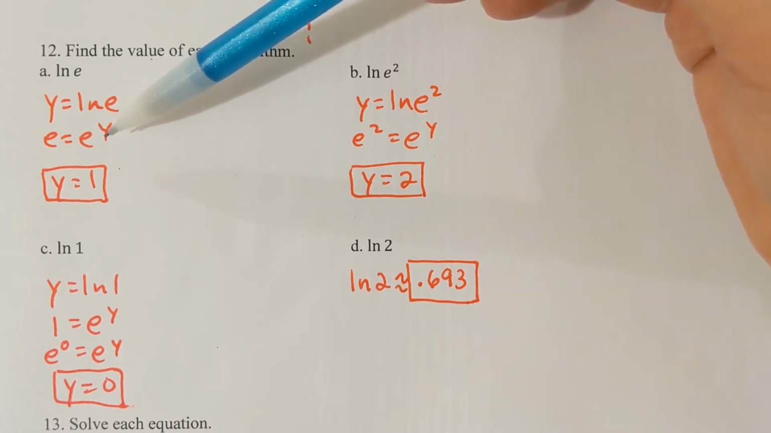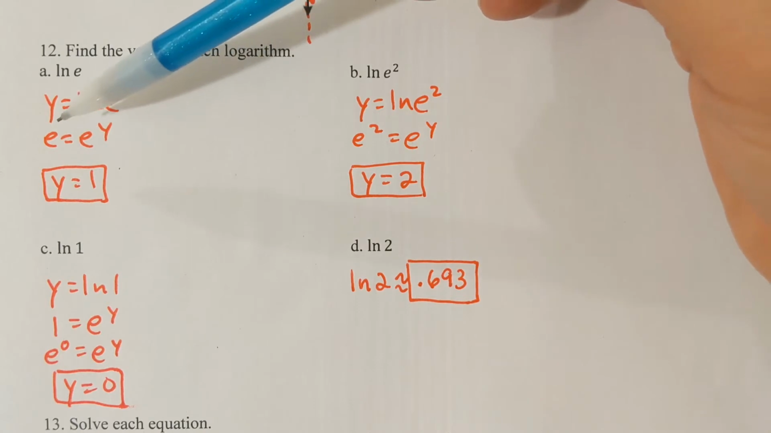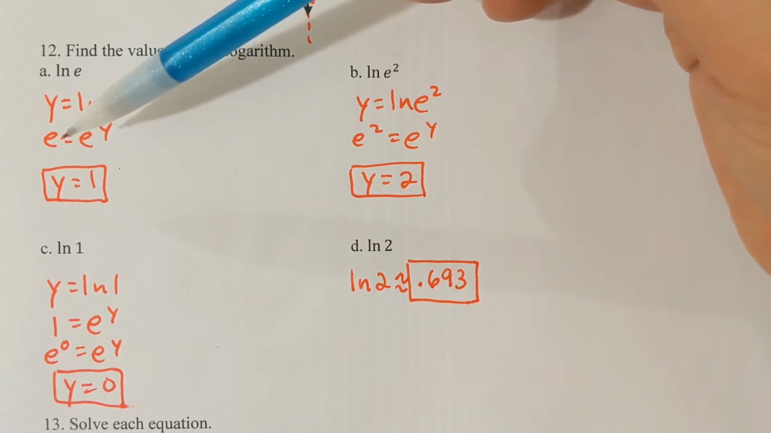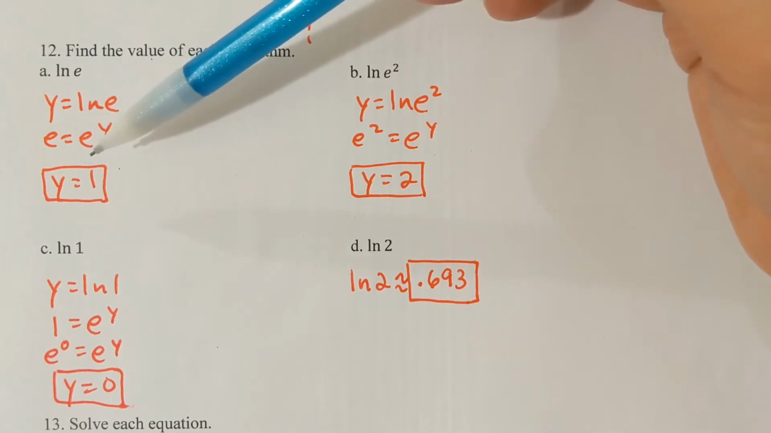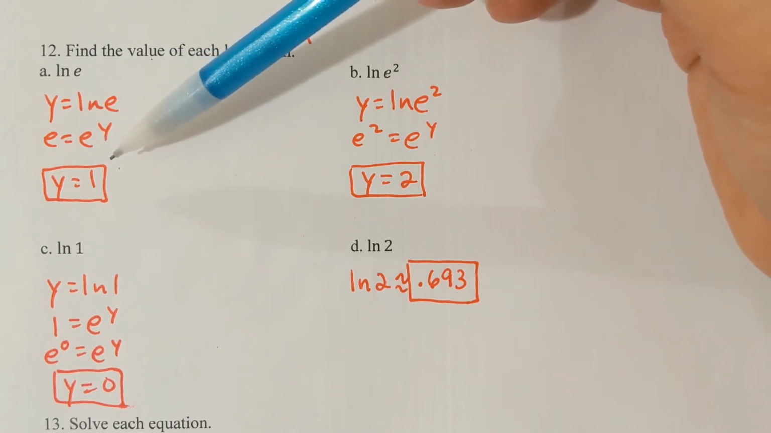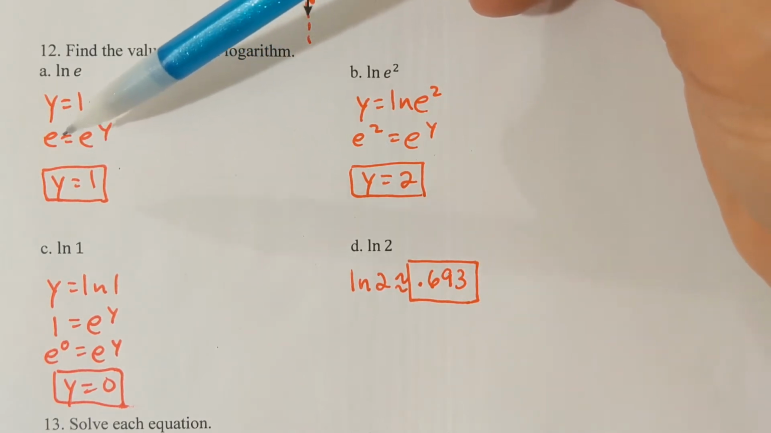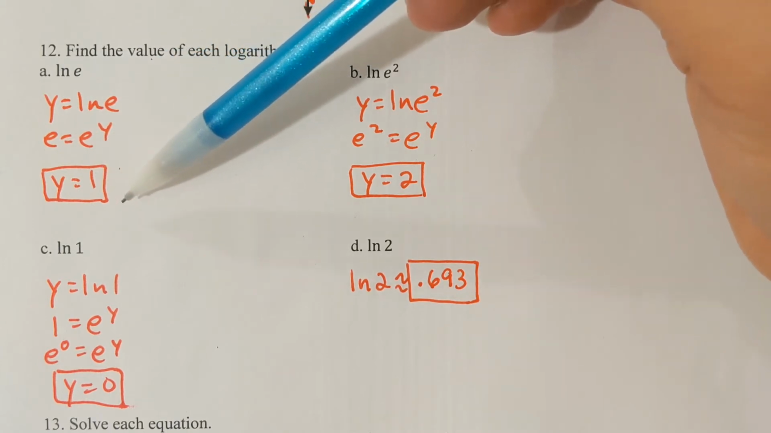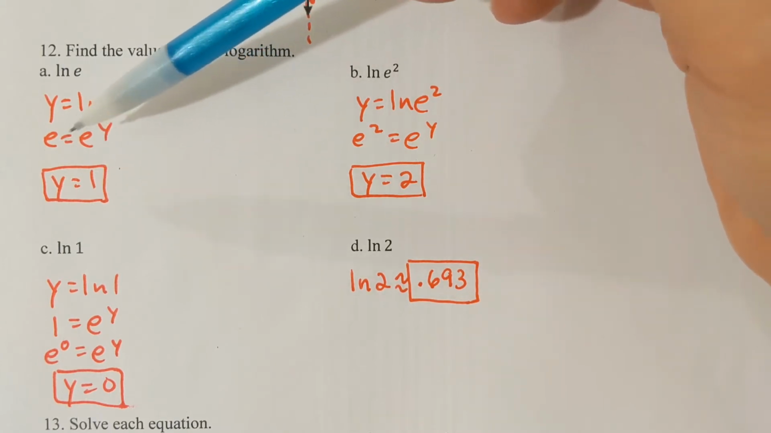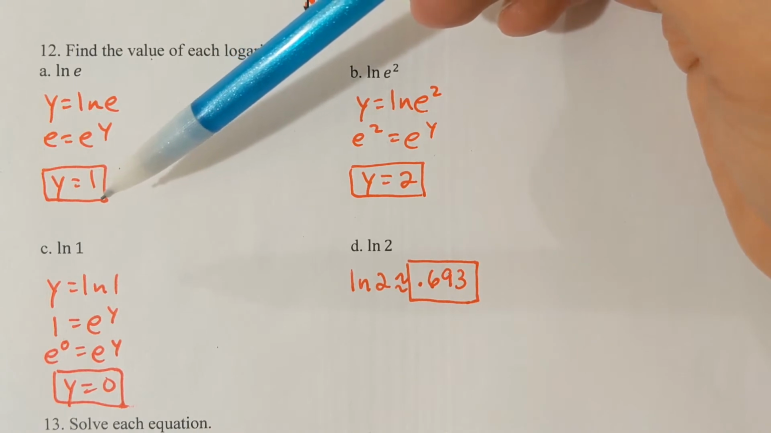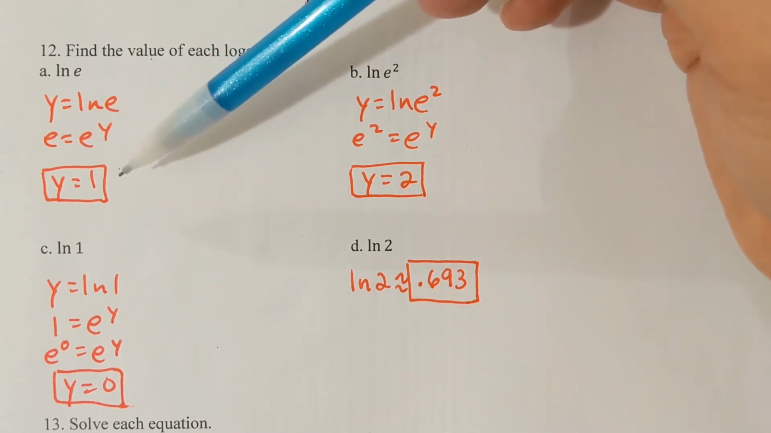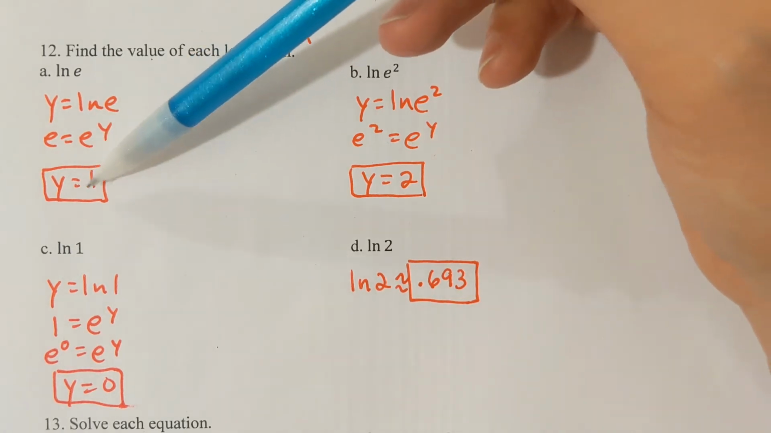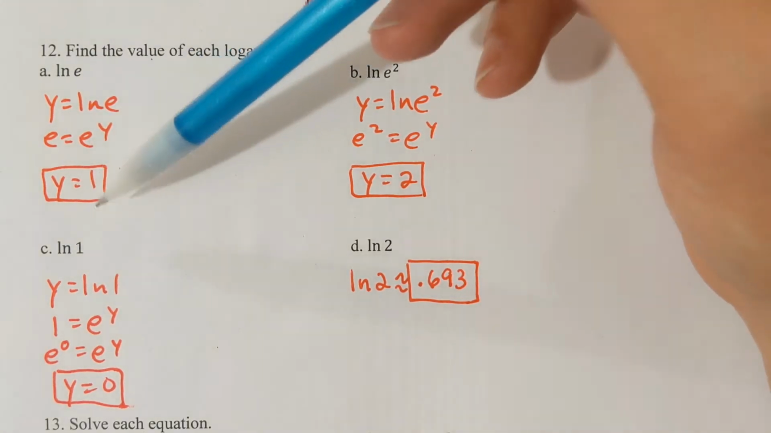So I'm looking at e to the y = e, which is now this equation rewritten into exponential form. Now, the only possible value for y to have this be a true statement would be 1. e to the first is e, right? If y is any other value, you wouldn't have a true statement there. y is 1. So the ln of e is 1.